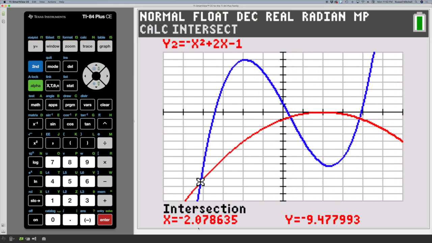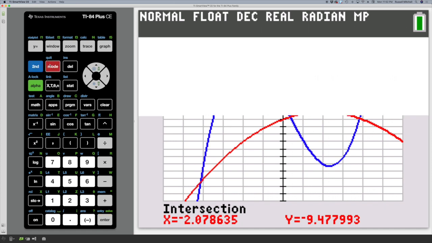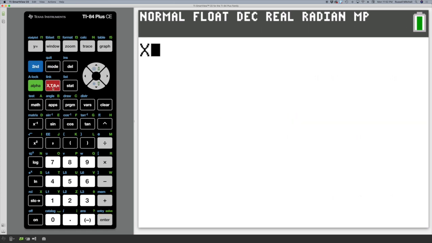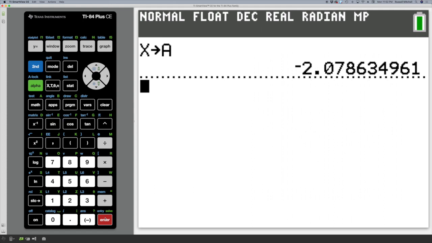So it's negative 2.0786, and the 6 is going to make the 8 become a 9, so negative 2.079. I'm going to go back to my home screen, take that x, and store it as alpha A. Now I can use A instead of typing all of this, and it allows me to use all of the decimal places that I have here.